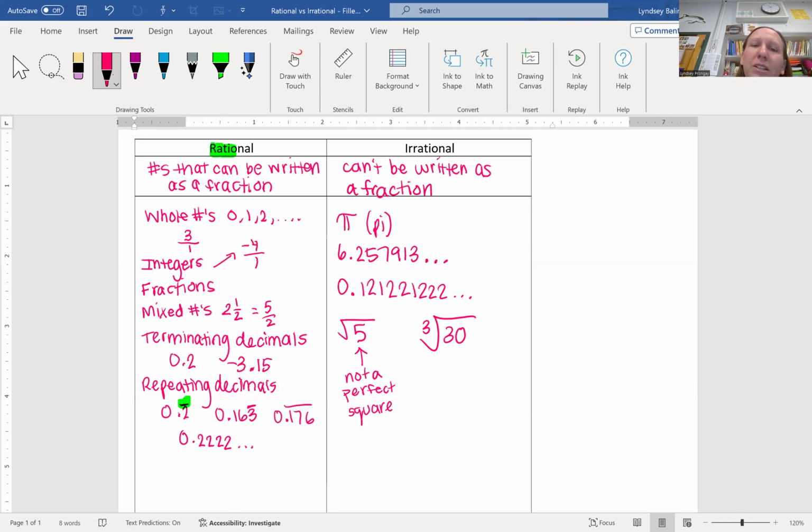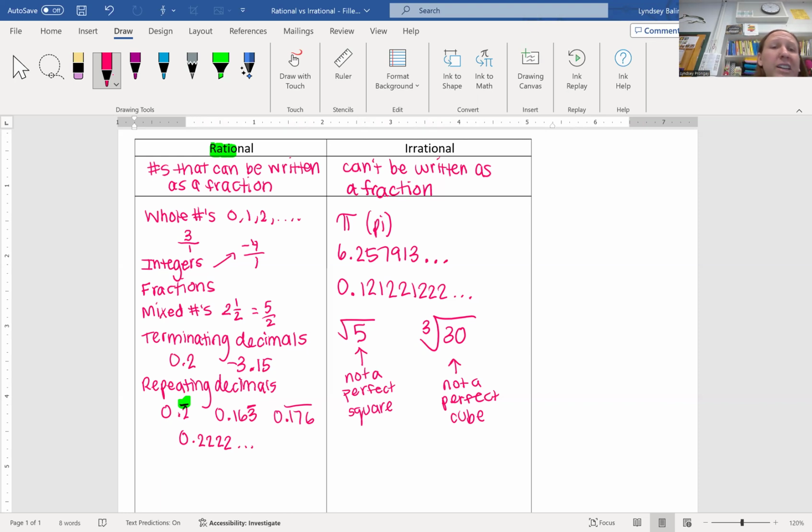Okay, so no nice number times itself gives you 5. It's not a perfect square. So the square root of 5 would be an irrational number. Same thing. Cube root of 30, no nice number times itself again gives you 30. So when we have a cube root of something that's not a perfect cube, that will also be irrational. Okay, so you just have to identify, is that number on the inside a perfect square or a perfect cube?